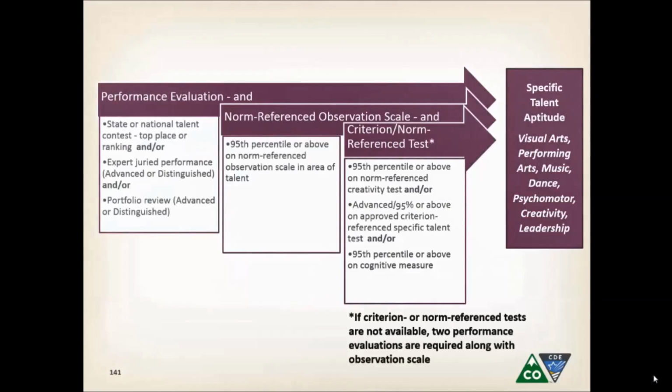Before your group begins your discussion about Justin, review this last pathway for identification. To identify a student in talent aptitude, the student must demonstrate exceptional ability as measured by a performance evaluation, a normed reference observation scale, and a criterion or normed reference test. In the event a criterion or normed reference test are not available, 2 performance evaluations are required along with the observation scale.